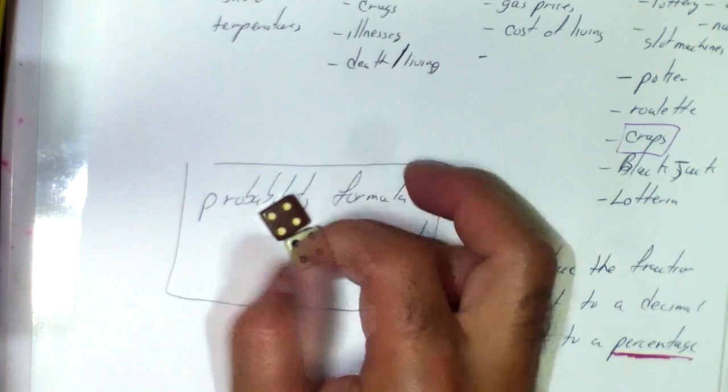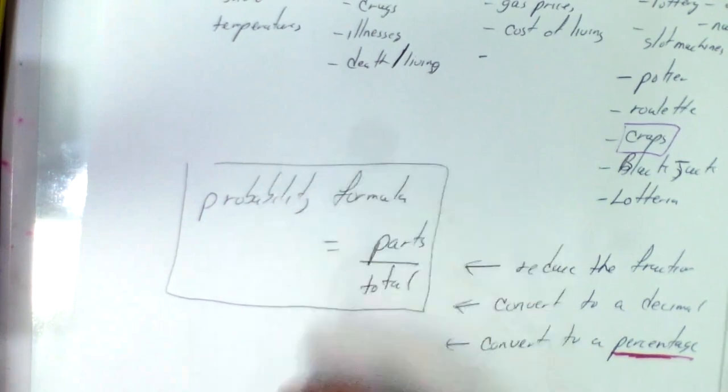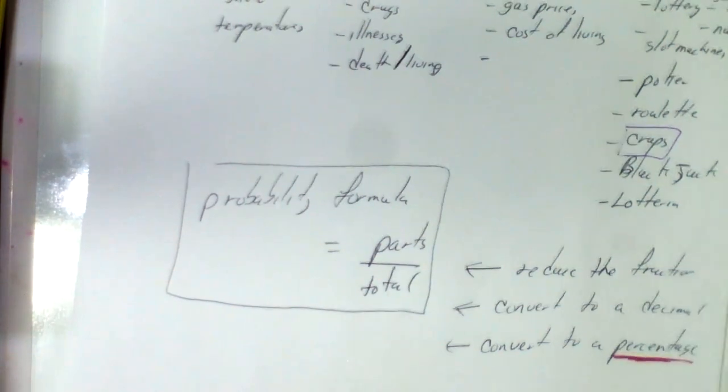It doesn't matter how you get the sum of 8, but it has to equal 8. That's how it works. All right, so let's list the outcomes. Before I do that, let's talk about some of the definitions that we are going to encounter when we talk about probability.